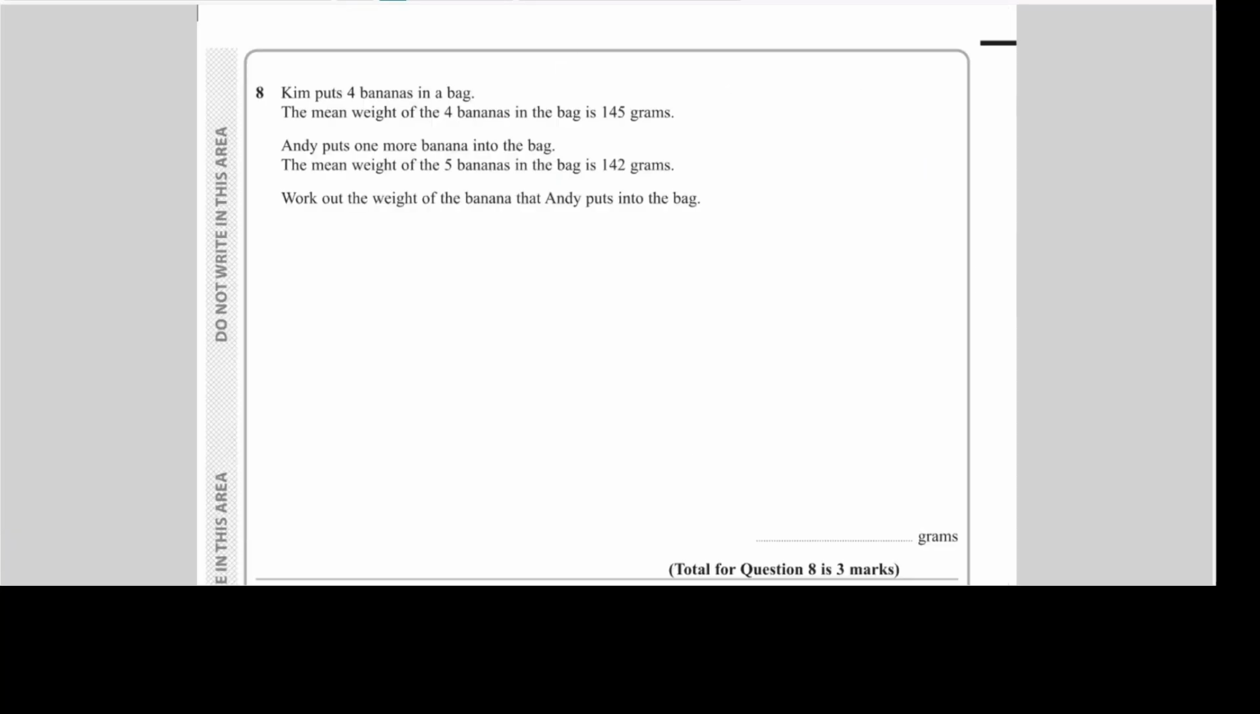Question 8. Kim puts 4 bananas in a bag. The mean weight of the 4 bananas in the bag is 145 grams. And he puts one more banana into the bag, right? And he has put one more banana into the bag. The mean weight of the 5 bananas in the bag is 142 grams. Work out the weight of the banana that Andy puts into the bag.